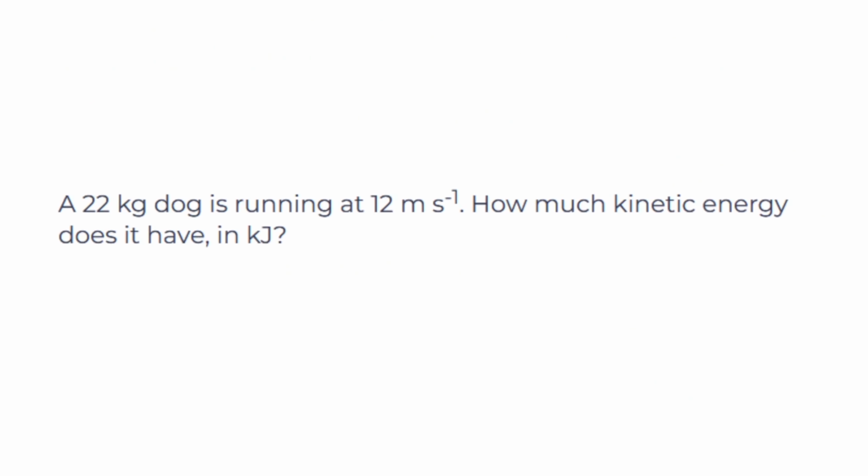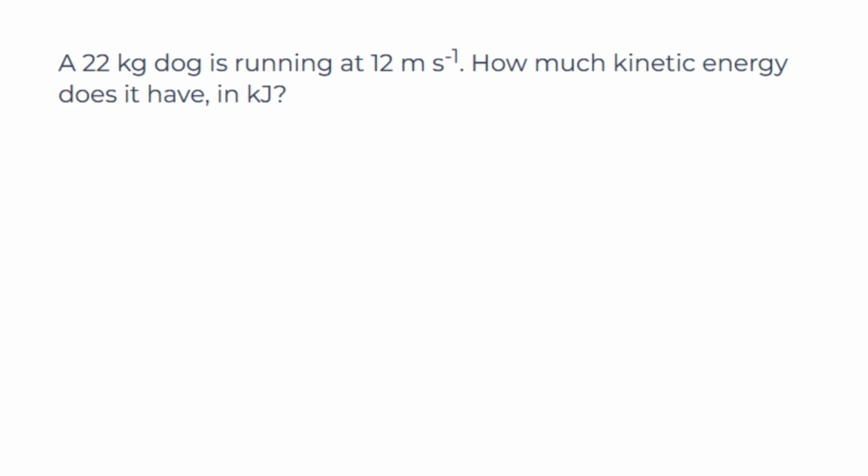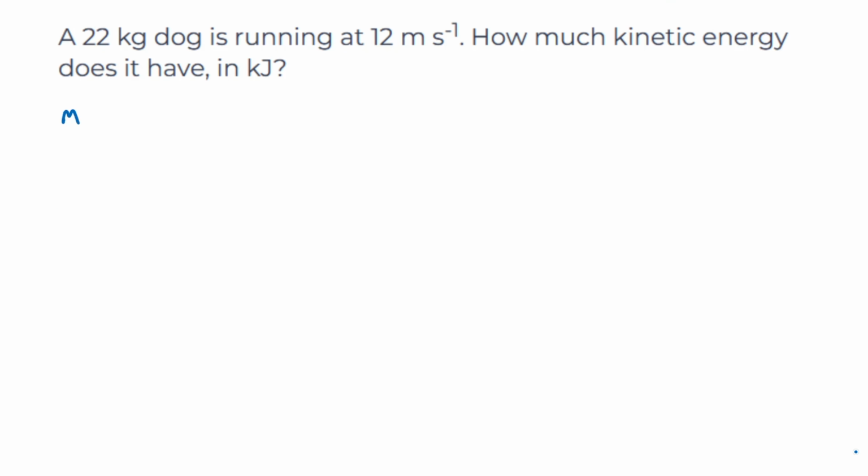Let's look at the second question. A 22 kilogram dog is running at 12 meters per second. How much kinetic energy does it have in kilojoules? The mass is 22 kilograms. The velocity is 12 meters per second. We have been asked to find kinetic energy, or E with a subscript of K. So EK equals question mark in joules.